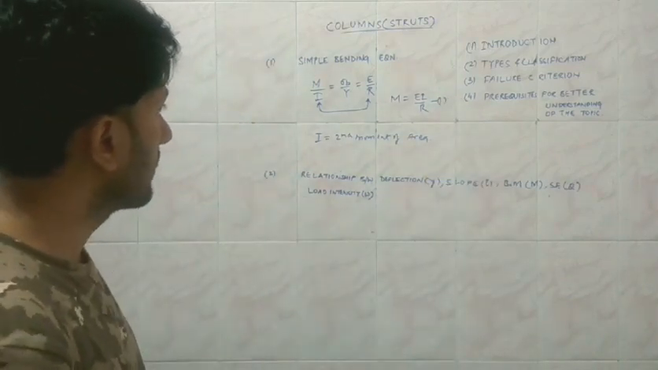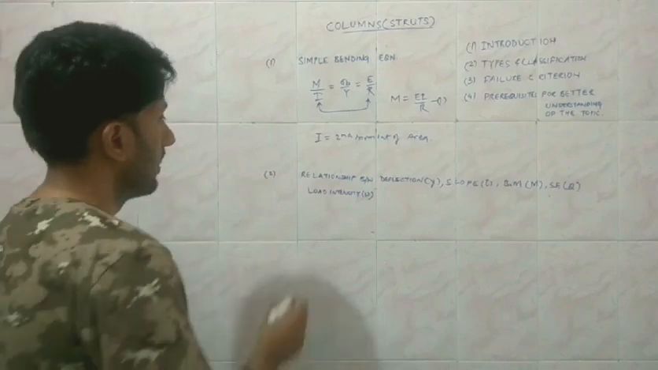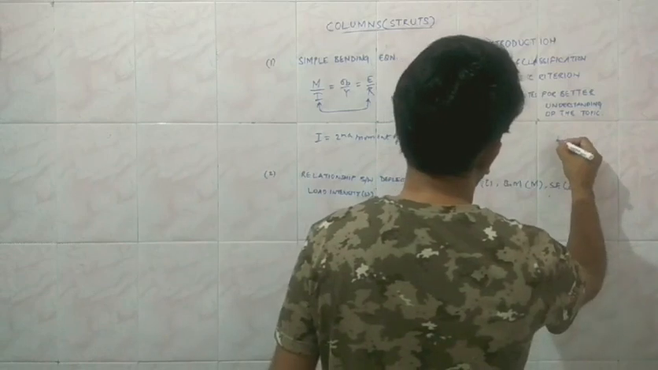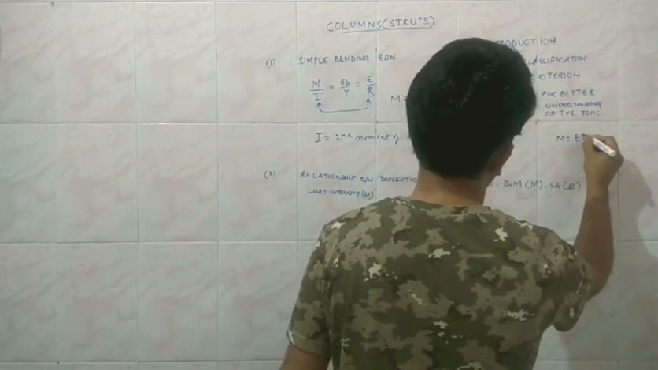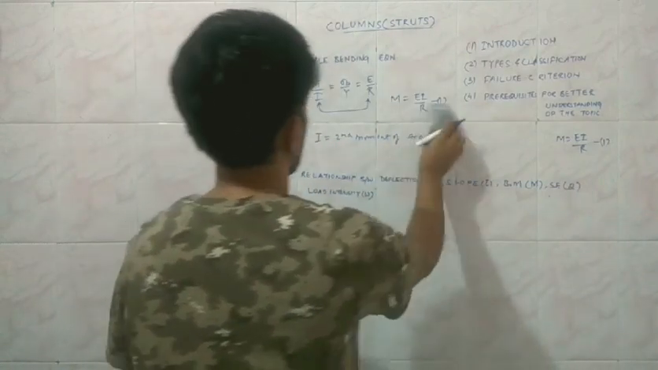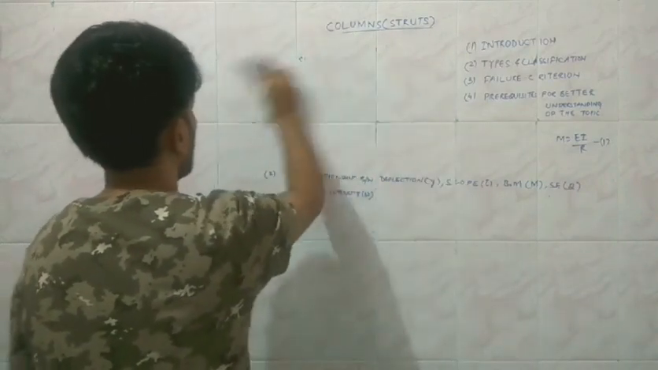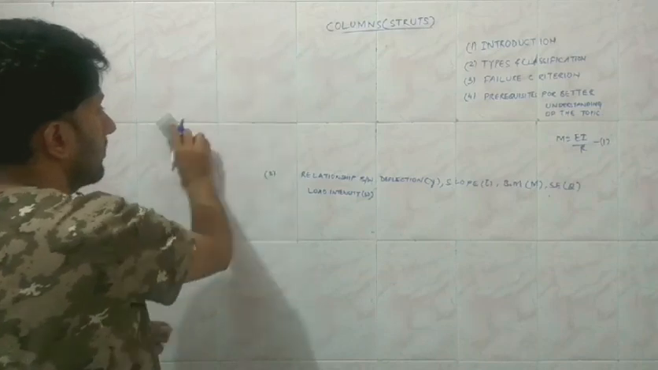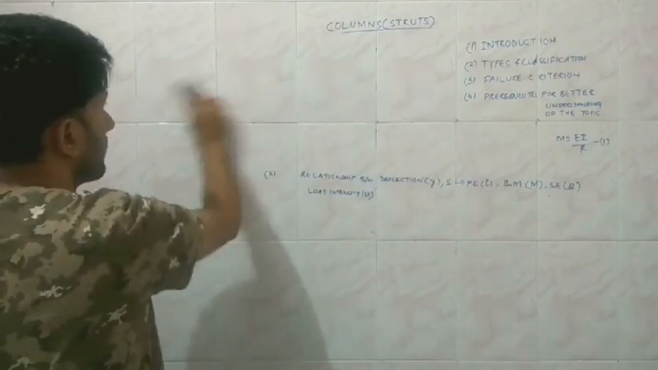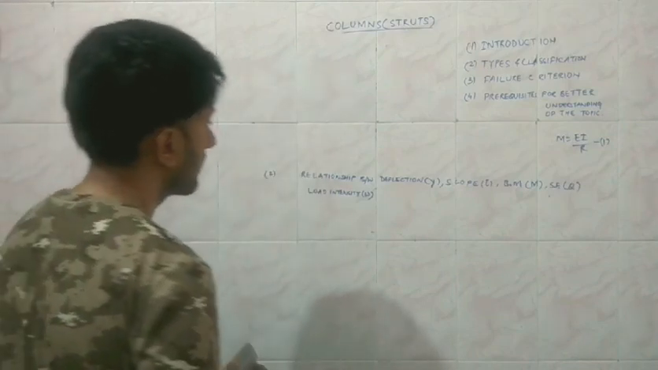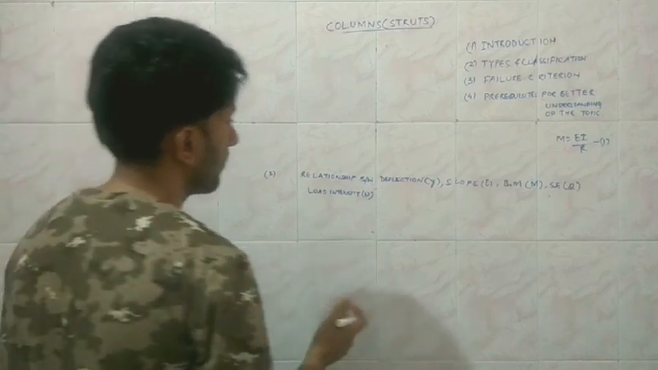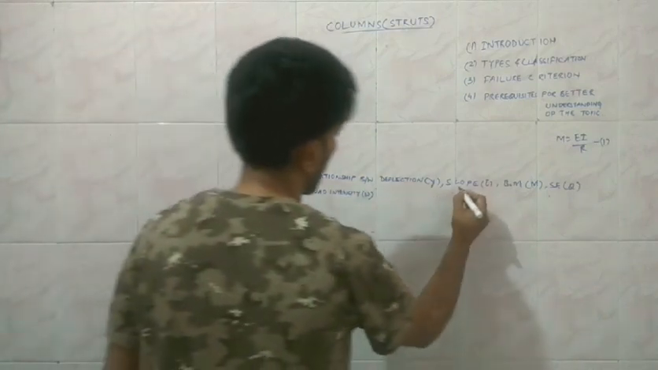This is the equation which is based upon simple bending. Another thing we need to consider, I will write it here: M is equal to EI upon R. This is equation 1. In order to find the relationship between the deflection, slope and the bending moment, let us find the slope first.